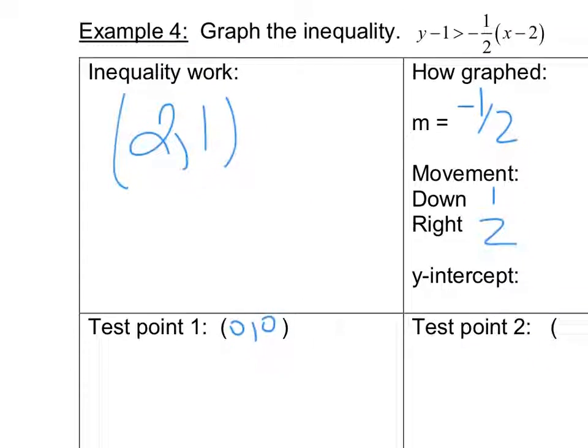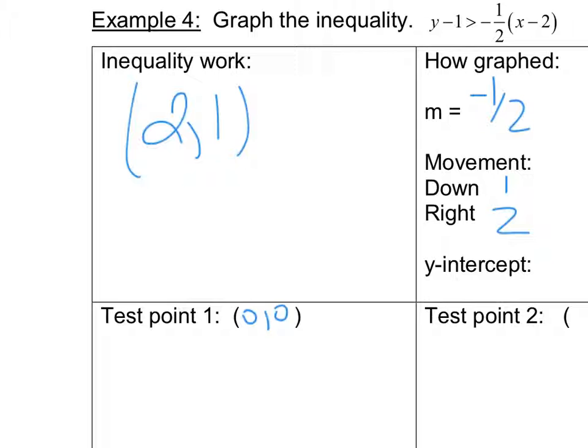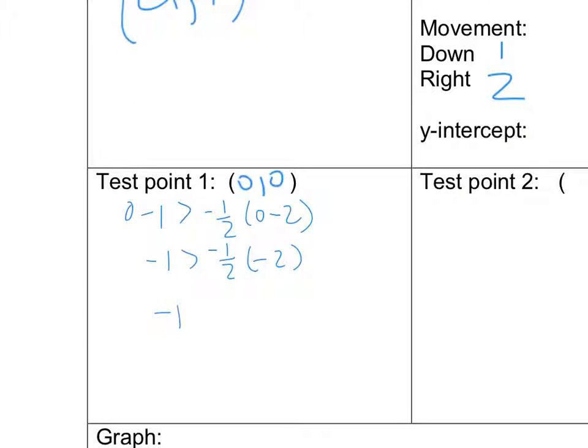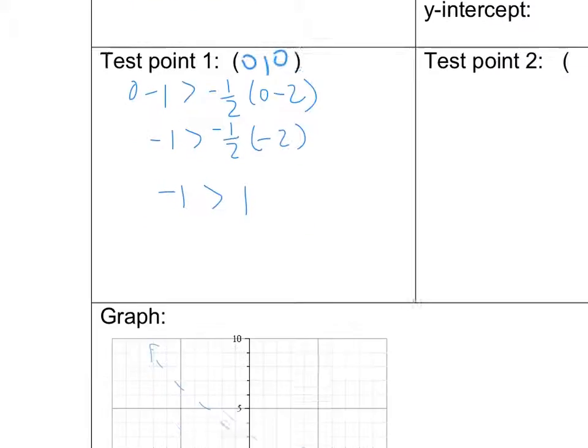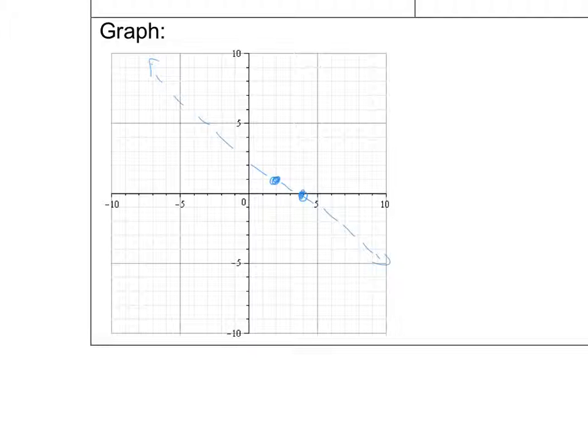We get 0 minus 1 is greater than negative 1/2 times 0 minus 2. You get negative 1 is greater than negative 1/2 times negative 2. Negative 1 is greater than 1. Is that true? No, that is false. So see how 0, 0 is false, so that means don't shade this side, shade the other side.